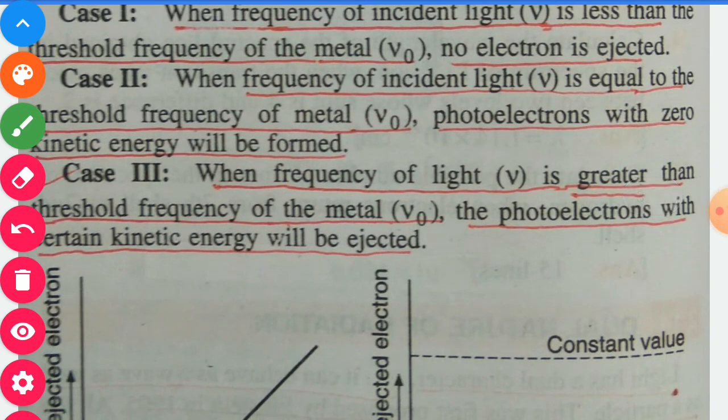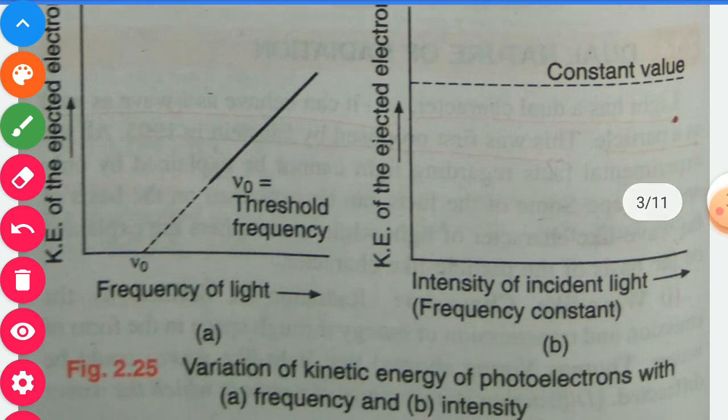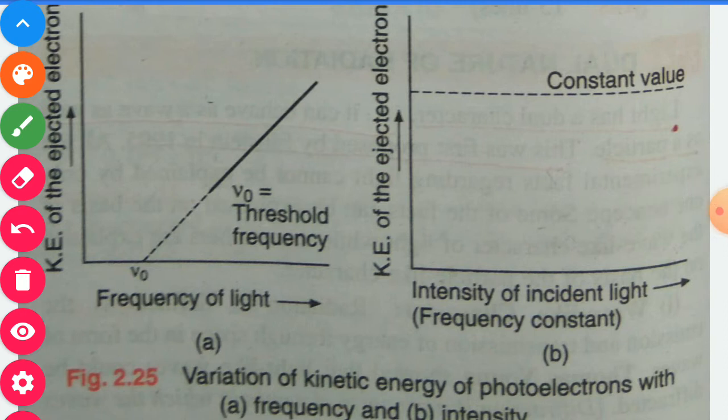Third case, when the frequency of light is greater than the threshold frequency of the metal, a photoelectron with certain kinetic energy will be ejected. In other words, if the frequency of incident light is greater than the threshold frequency, at that time the electron is ejected as well as achieves kinetic energy. In this figure, the frequency of light is given on the x-axis and the kinetic energy of the ejected electron on the y-axis. So here nu zero indicates the threshold frequency.